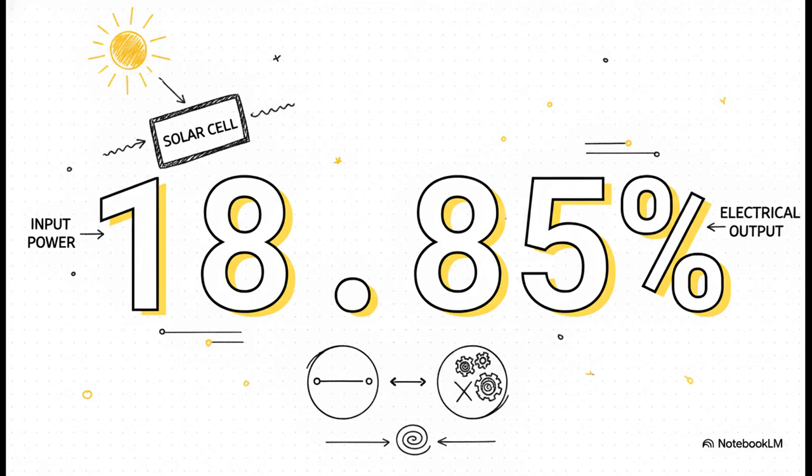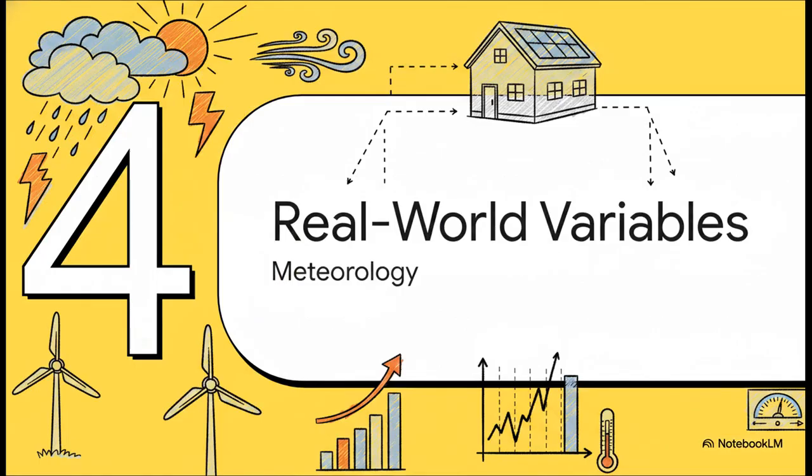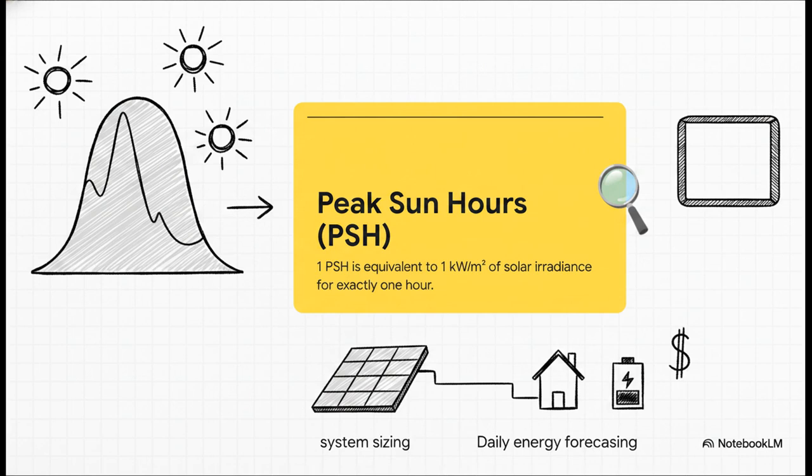Great job following along. Time for our final section, Section 4, Meteorology and Real-World Variables. Fantastic work on the math back there, but now we really must shift our academic focus back to the real world. Because in the field, sunlight isn't perfectly uniform. It actually follows a fluctuating bell-shaped daily irradiance curve.